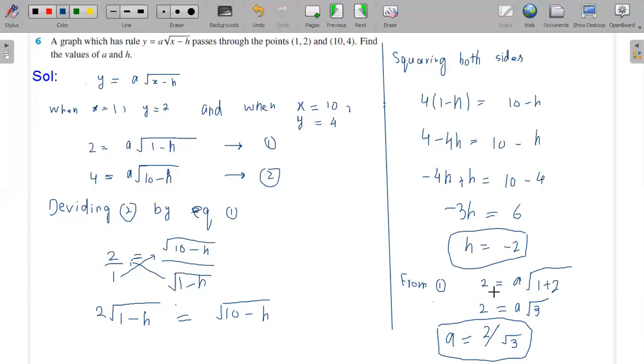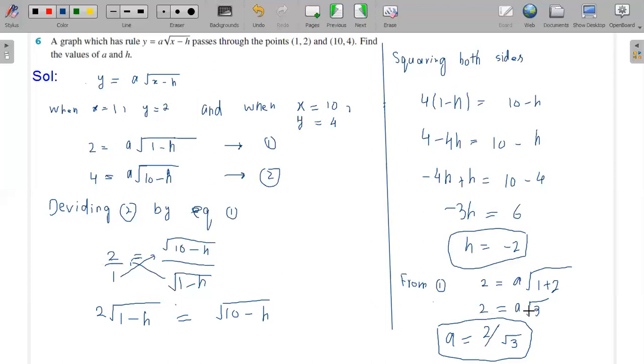So from equation 1, 2 is equal to a times the square root of 1 plus h, because h is minus 2. When we put it in this equation, minus minus will be plus 2. So it becomes plus 2, right? It is because in the equation there is minus h, and h also has a minus value. So minus minus is plus. So 2 plus 1 is 3, and we have 2 is equal to a square root of 3, and we get a is equal to the square root of 3.